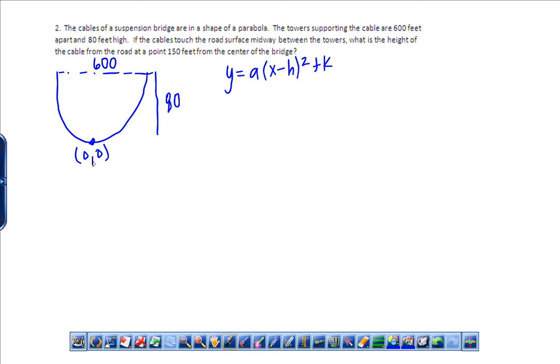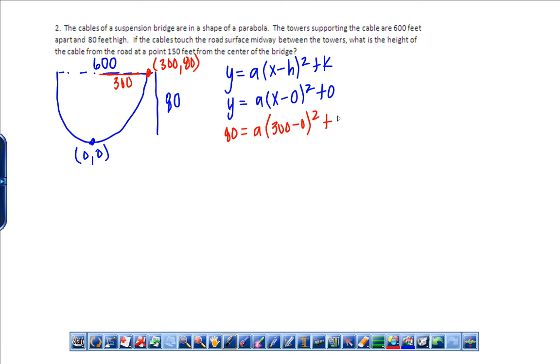Since my center is 0, that would make this an a times x minus 0 or plus 0, and then plus 0. So basically we know this point right here, which is an ordered pair. Your a value right here is 300. So your x is 300 and your y is 80. So I'm going to plug that in first. So that gives me 80 is equal to an unknown a, times 300 minus 0 or plus 0 quantity squared with nothing out here.